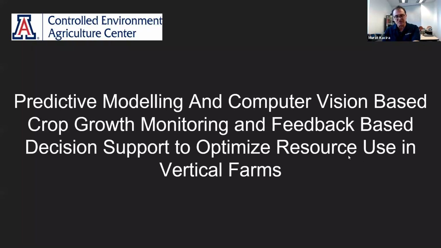So that brings us to the research that Casey is working on, which is on predictive modeling and computer vision based crop growth sensing and monitoring, and developing a decision support application to optimize resource use. So I'm going to have Casey continue from this point on. Casey?